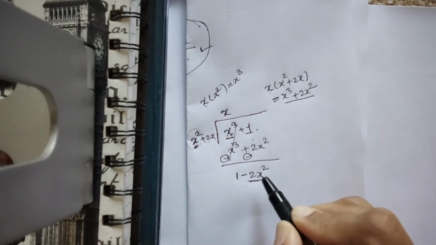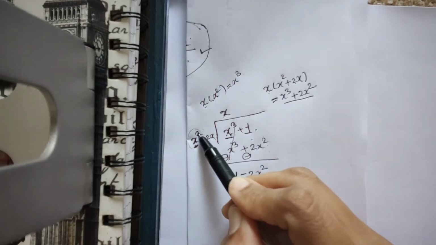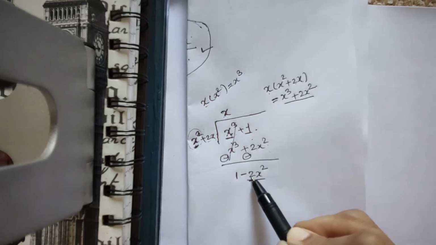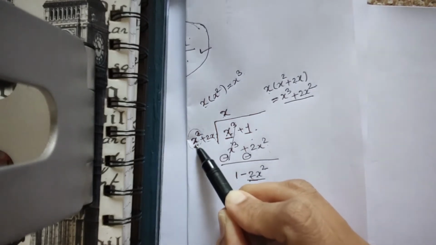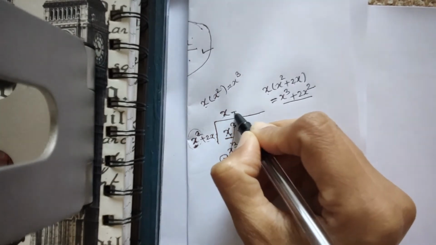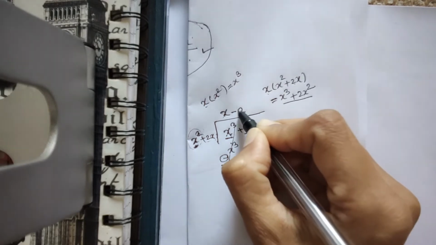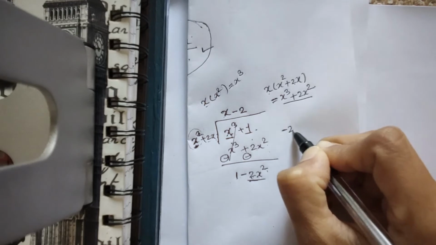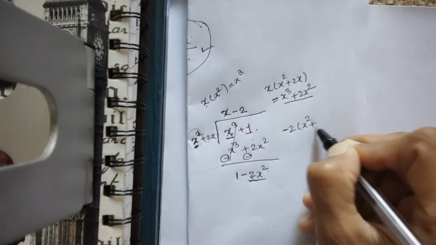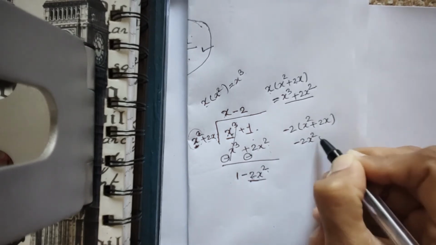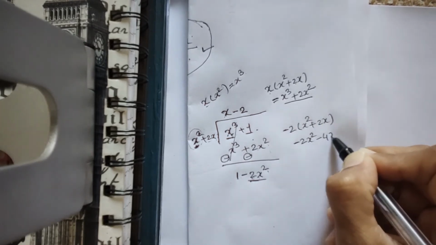Now I have x square here, and I just want minus 2x square here. How am I going to convert this x square into minus 2x square? I need to multiply with a minus sign. So I am taking the second part as minus 2. Now again multiply this minus 2 with x square plus 2x. What will I get? Minus 2x square minus 4x.